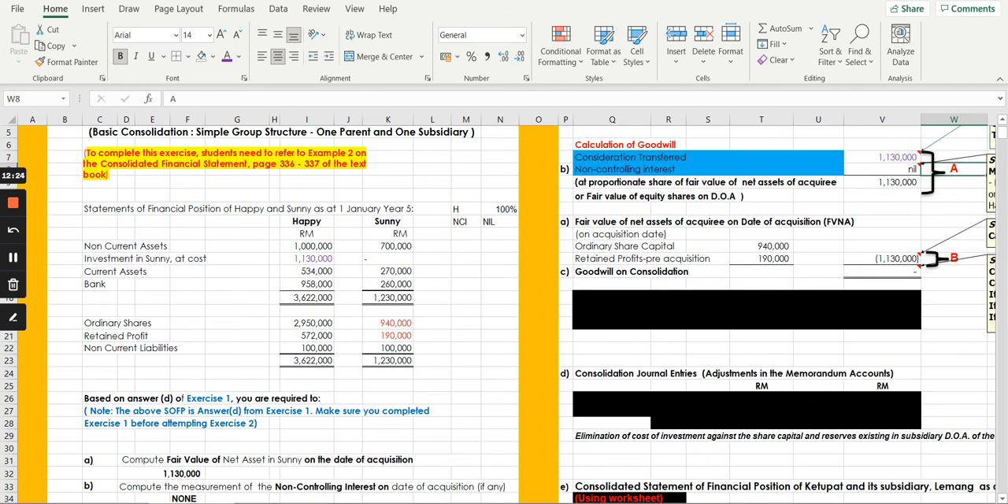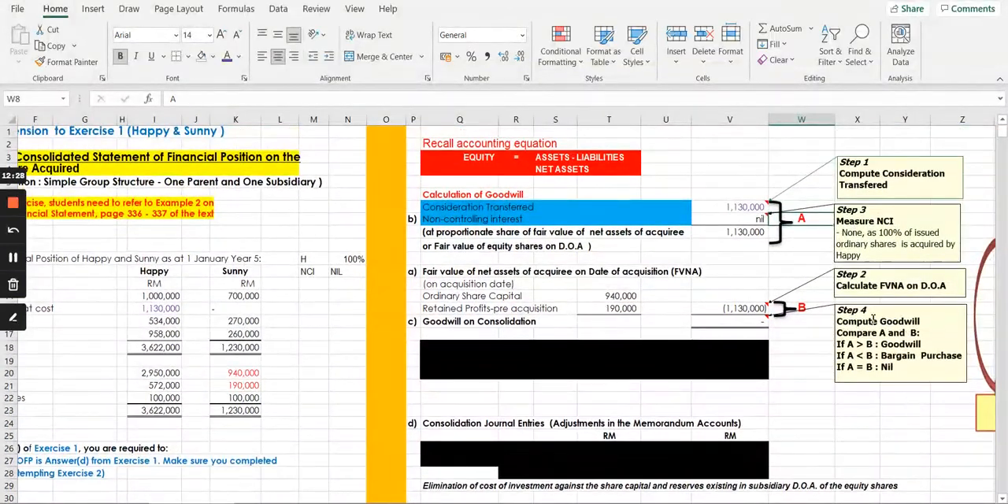So we are focusing just on consideration transferred, the first item there. So let me just put a little bit of information here so that you can see things easy. To calculate the goodwill, you need to first find out what are the consideration transfer that has already been calculated for you, because that was given in the statement of financial position of Happy. The second one, you can see I put the step here, is to calculate the fair value of net asset. In our case, that has been calculated as the first requirement. The third one is to measure the non-controlling interest. In our case, none, since 100% of the issued ordinary shares is acquired by Happy.